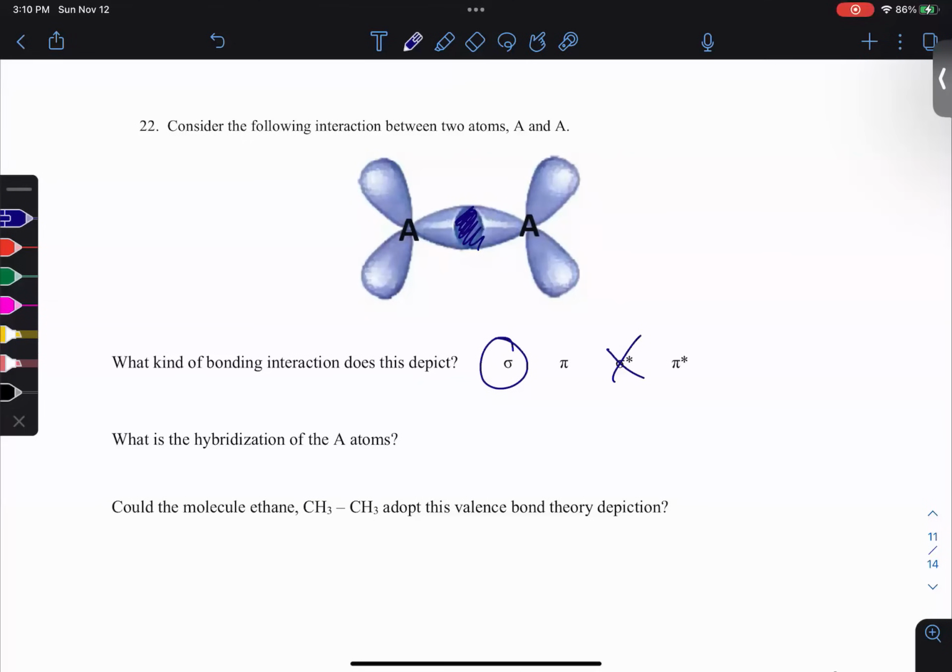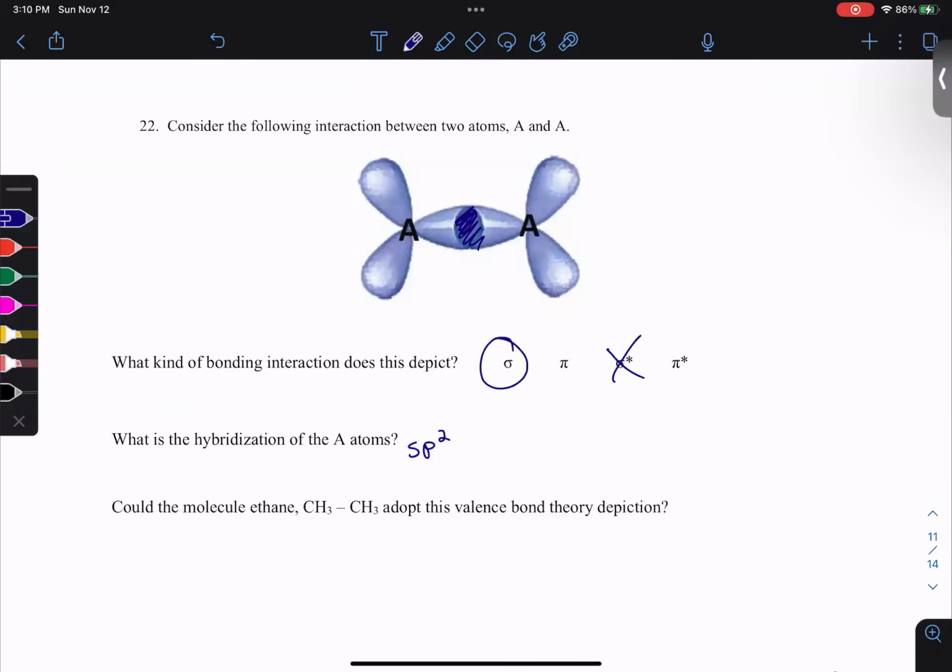Okay, what is the hybridization of each of the A atoms? We just want to look at one of the A atoms, and the shape of the lobes on the outside should be able to tell us what the hybridization is. So what do we think? This A atom, it looks like it has how many electron domains? If all of these lobes are electrons, it has 3 electron domains, and what hybridization do we call that? sp2. Cool.